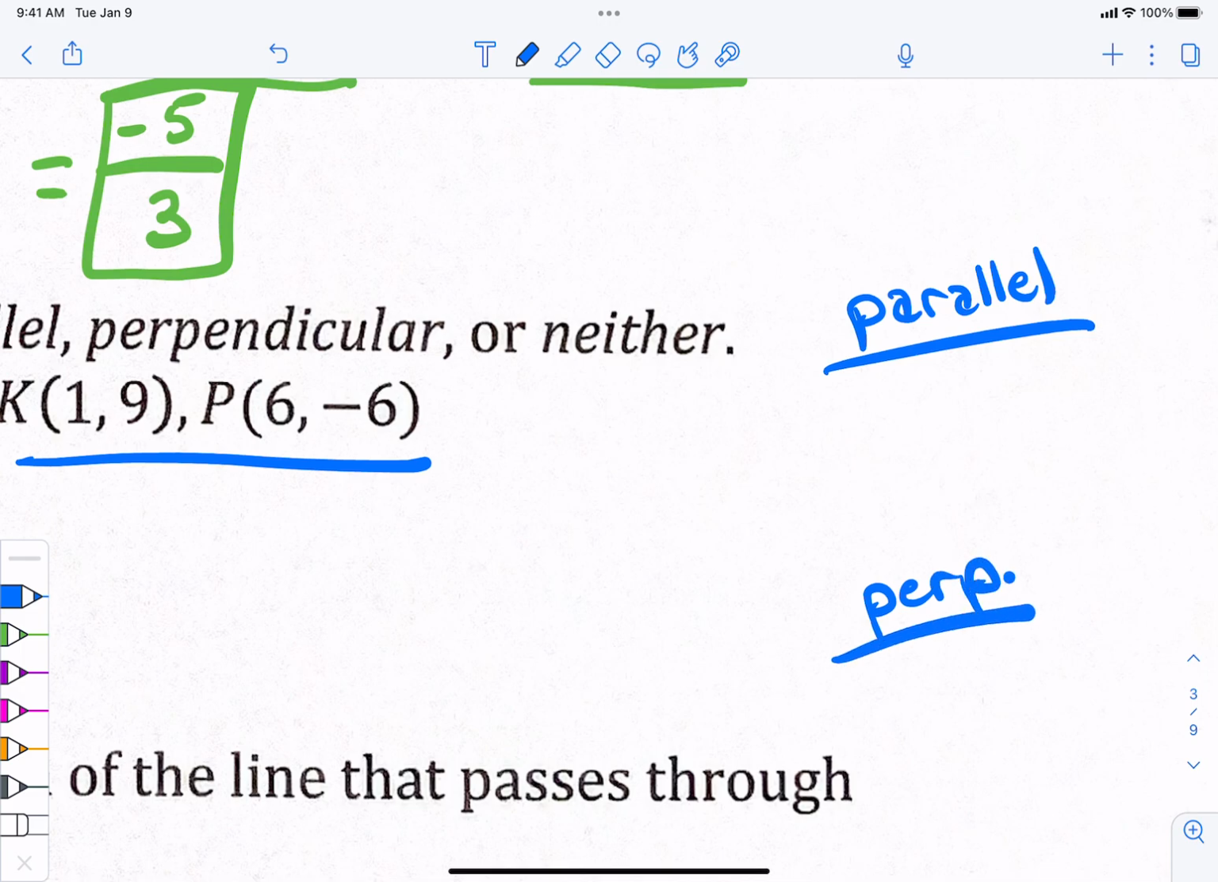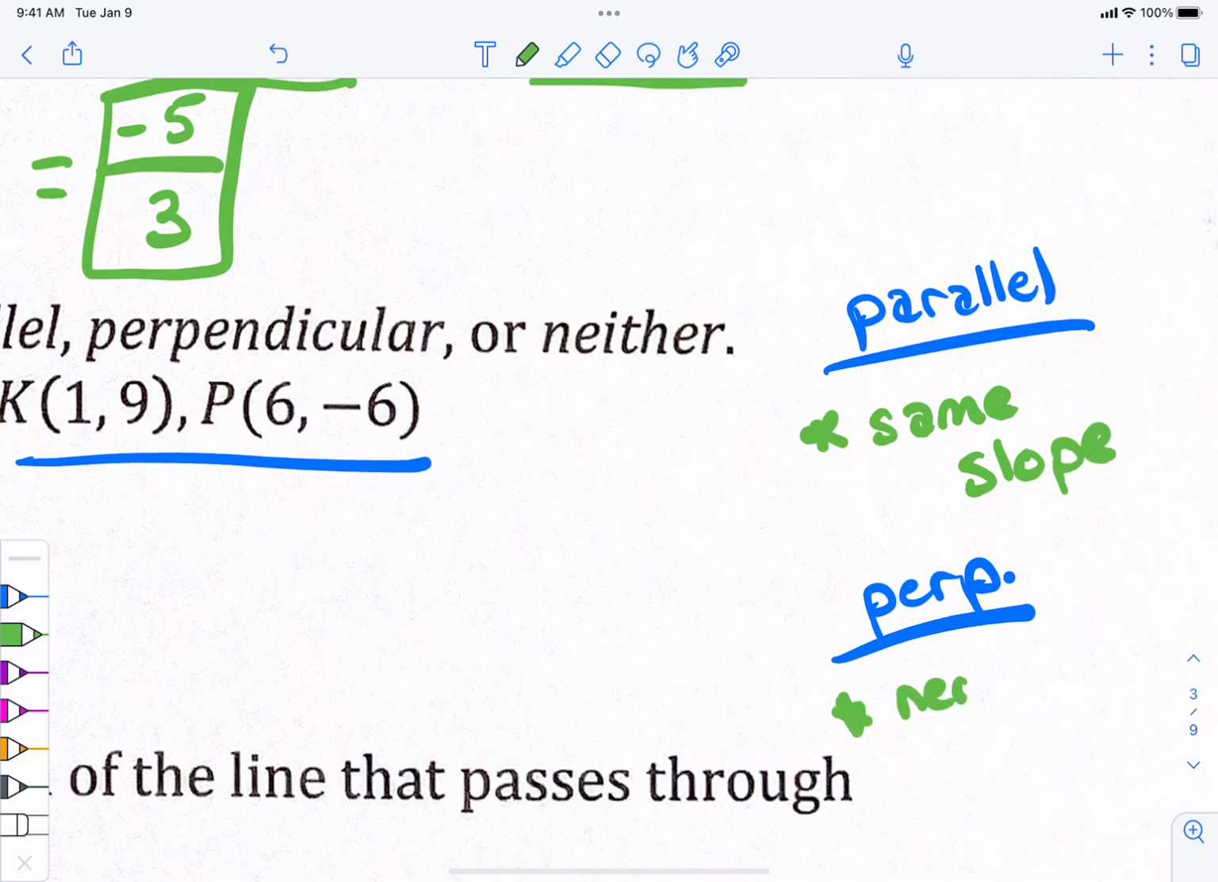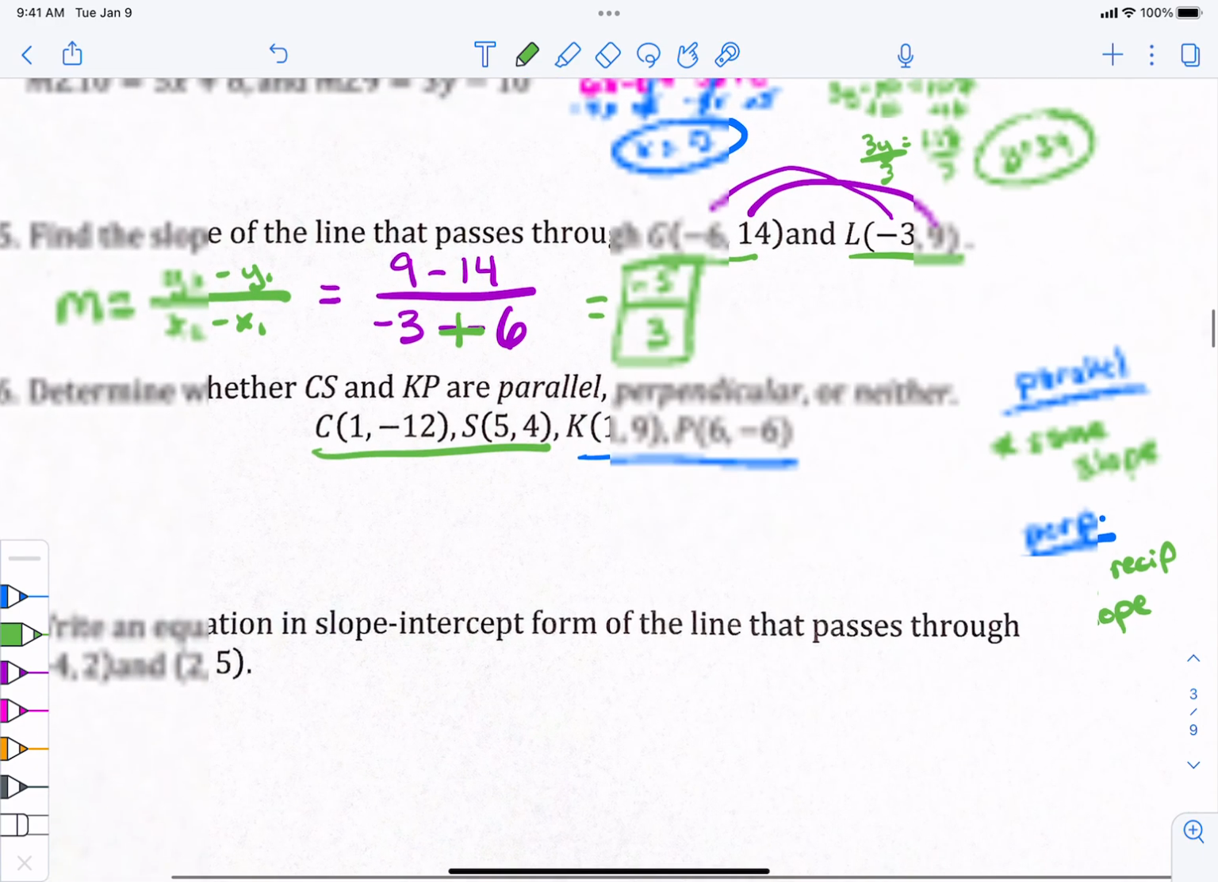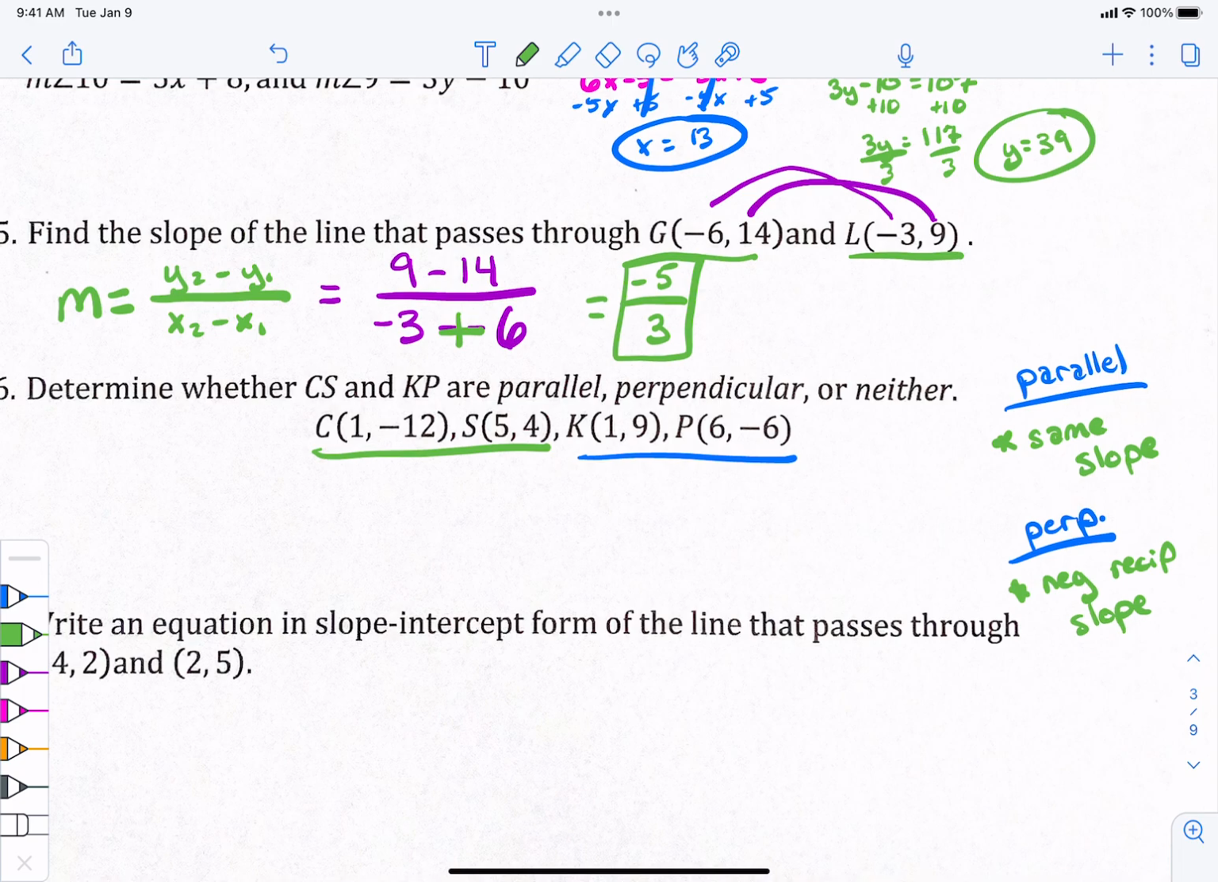For parallel, they have the same slope. And for perpendicular, they have the negative reciprocal slope. So that's how the slope thing works. We have to find the slope between these two, and we have to find the slope between these two, so we're going to do the same thing as what we just did.